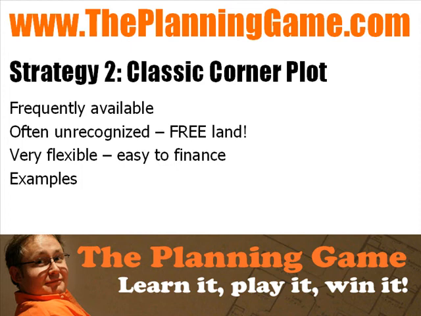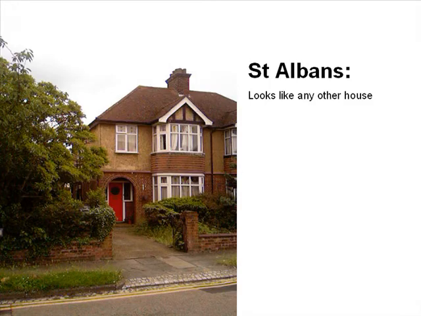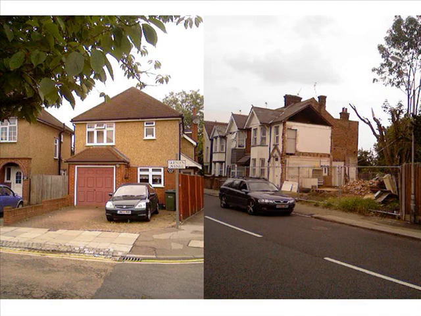So let's have a look at a few examples, shall we? It's in St Albans, and from this point of view, let's have a look. It looks like any other house. It's a typical 1930s Edwardian semi. So what's special about it? Well, let's have a look around the local area first and see what other people have been up to.